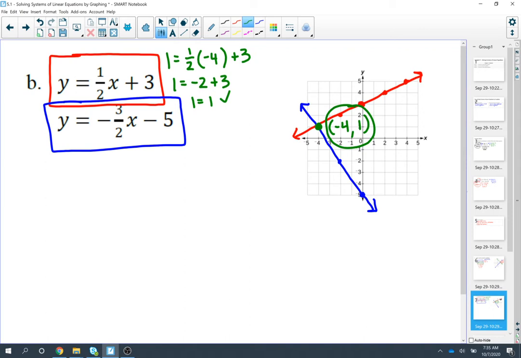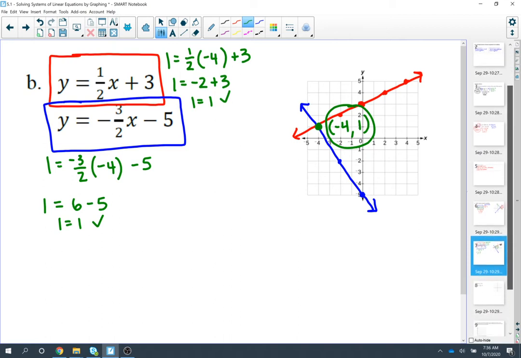Y equals -3/2 x minus 5. 1 equals -3/2 times -4 minus 5. A negative times a negative is a positive, and then 3/2 times 4 is going to be, let's see, 6. 6 minus 5 is 1. So our solution is good. And again, the answer to this is the ordered pair -4, 1.